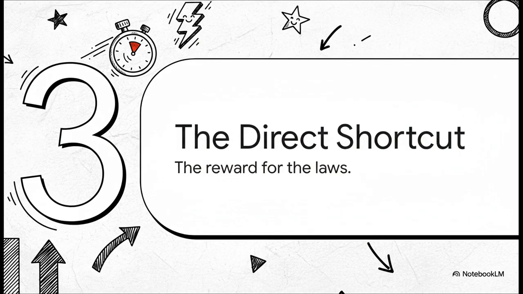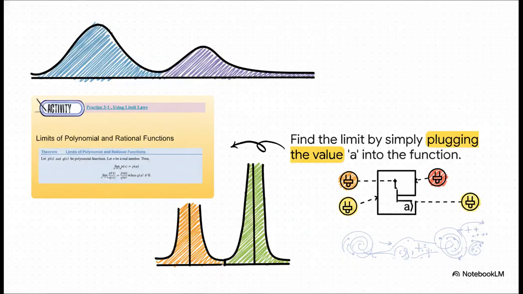Now, after going through all that work, breaking things down step by step, there's a fantastic reward, and it's a huge time saver. Let's talk about the direct substitution shortcut. And here's the big insight. For most of the functions you see every day, polynomials and rational functions, you can actually skip all those individual laws. As long as the number you're approaching, a, is in the function's domain, meaning it doesn't break the function, you can just plug it right in.